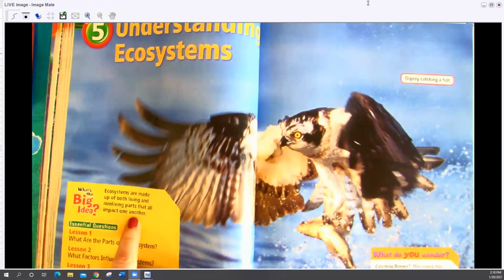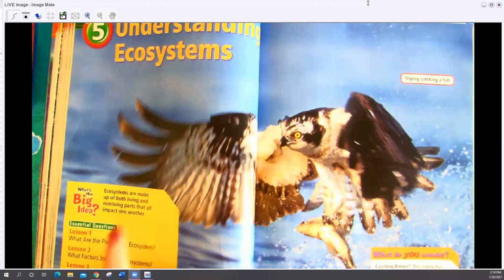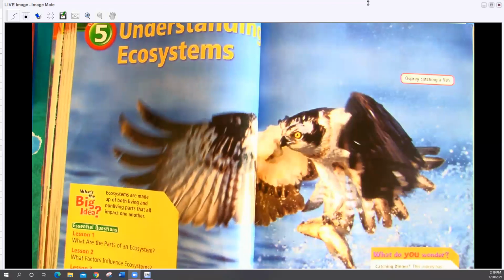So when we think about how the osprey affects the fish population, if there's more osprey, they're going to be catching more fish, and that's going to lessen the amount of fish in the fish population. If there's not a lot of osprey in the area, maybe there's going to be more fish because they're not being hunted as much. So you can see how the numbers of one animal affect the numbers of another in that same ecosystem.